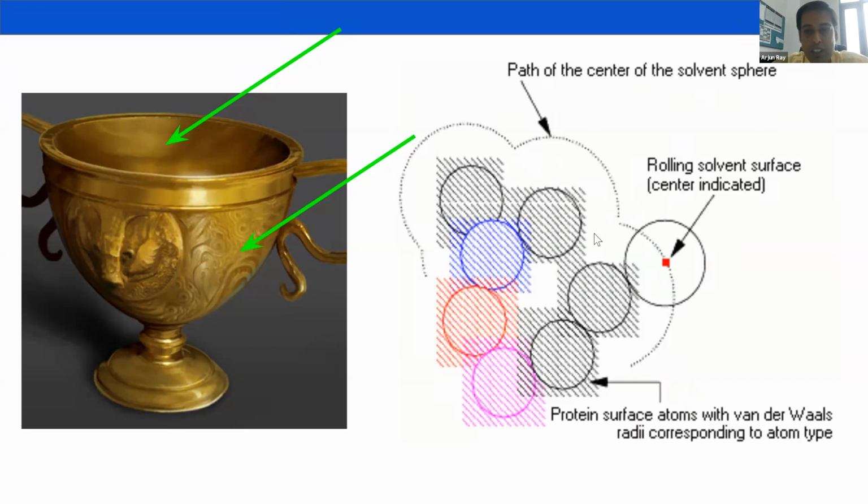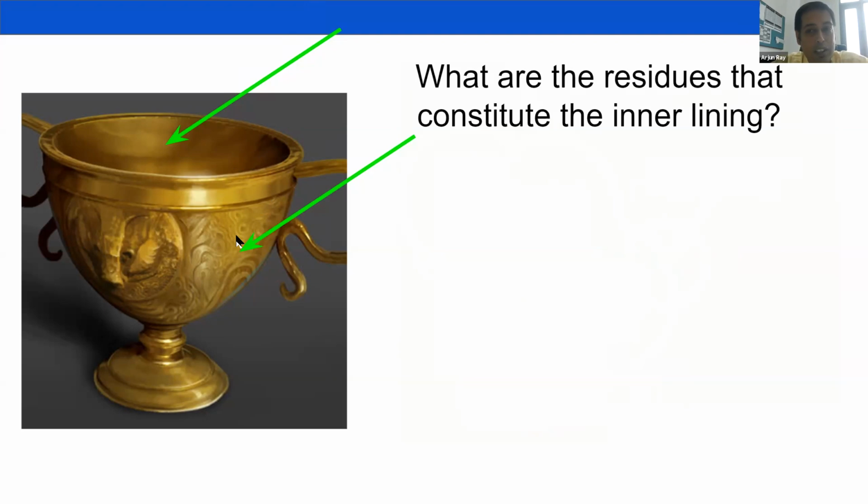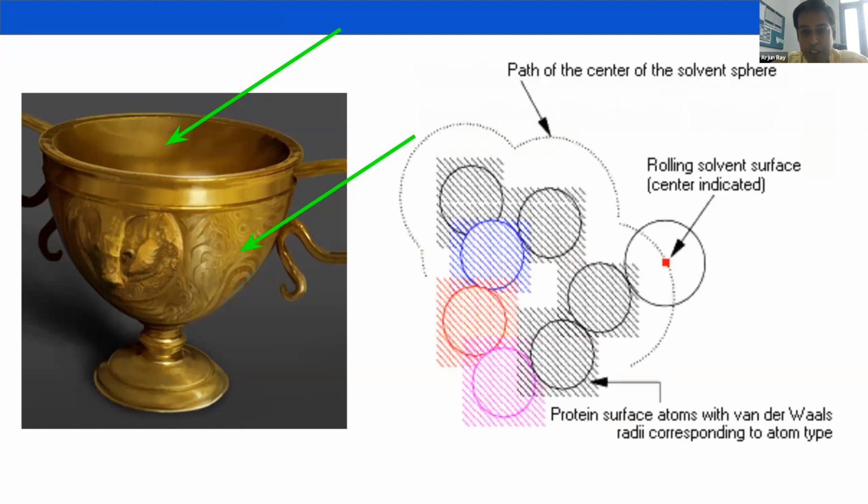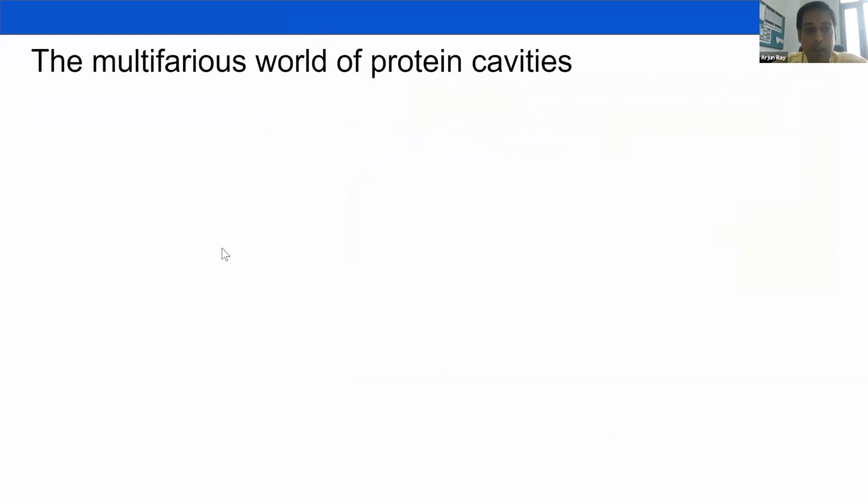If you had to roll this probe onto this cup, you realize that everything inside as well as outside is accessible. But that would not answer this question: what are the residues which are only part of the inner lining and not the outer lining? So from here, we started the question, and as I said, it's going to be 100% accessibility, both sides.